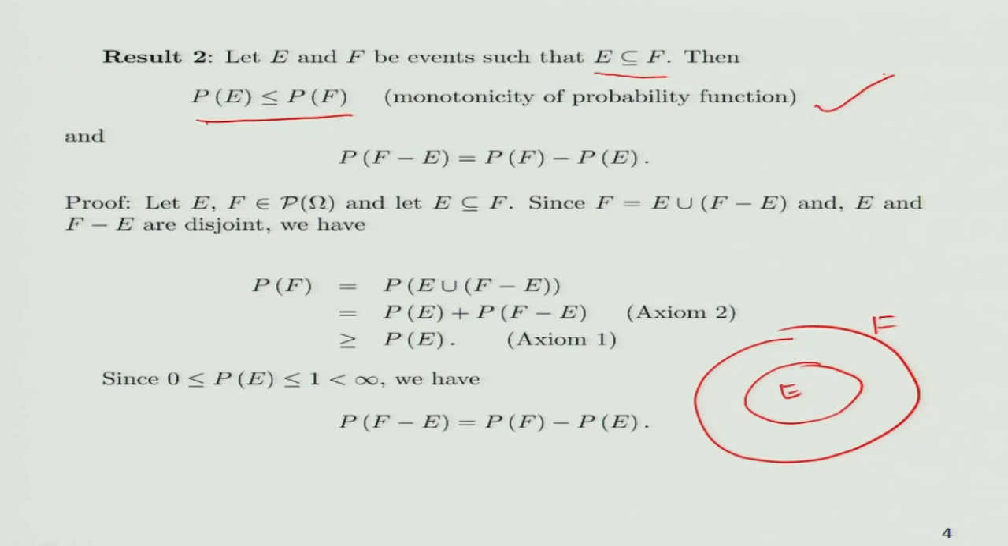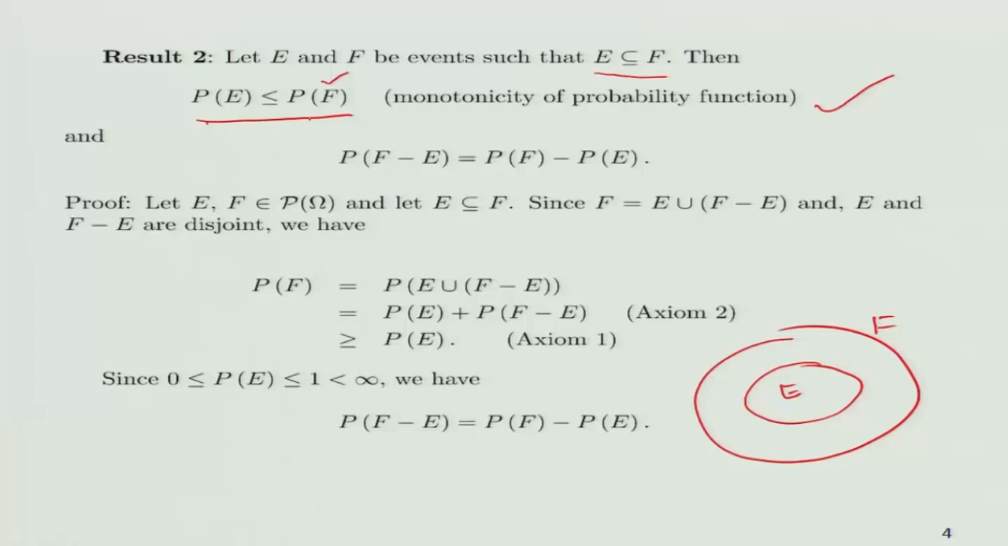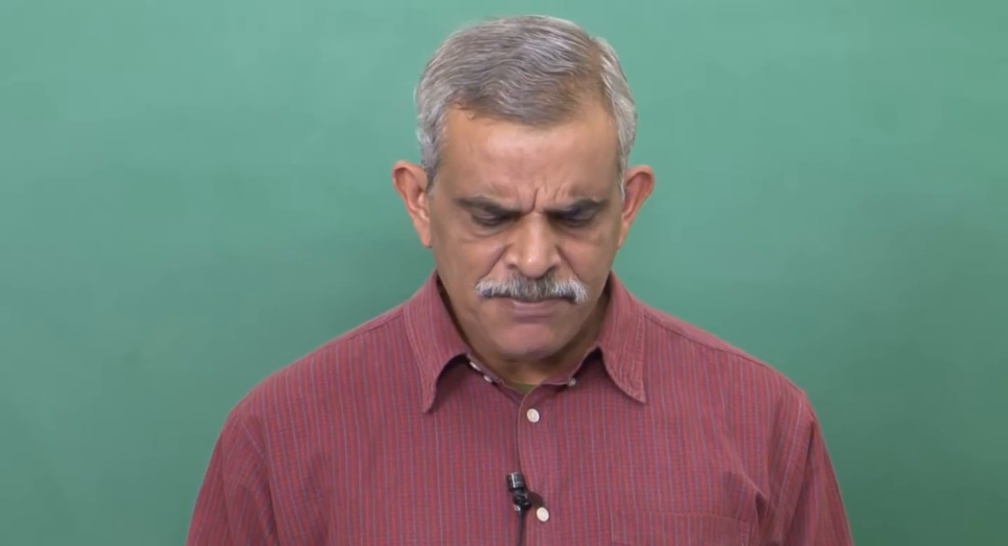What it says is if you have a smaller set, which is E, it will have a smaller probability than probability of F, where F is a bigger set. So the monotonicity of the probability function means the smaller set gets the smaller probability and the larger set gets the larger probability. Not only that, if E is contained in F, then probability of F minus E is the same as probability of F minus probability of E. This is a simple but very useful result, which I will be using very frequently in this course. So the idea is very simple.